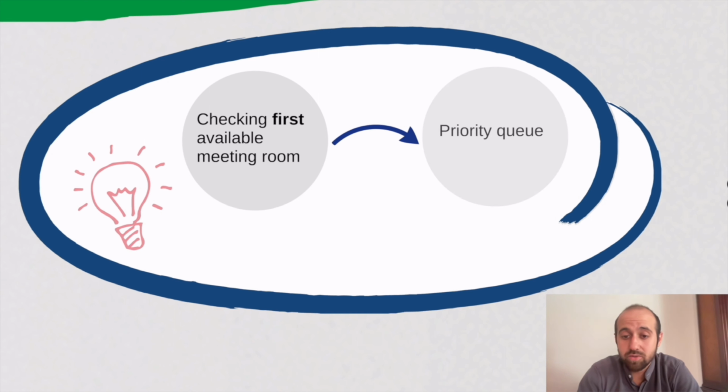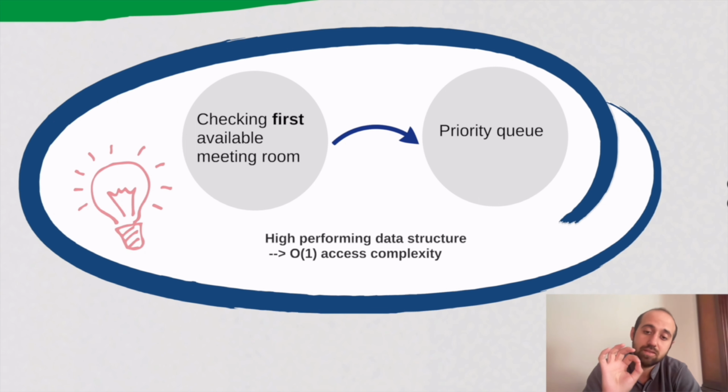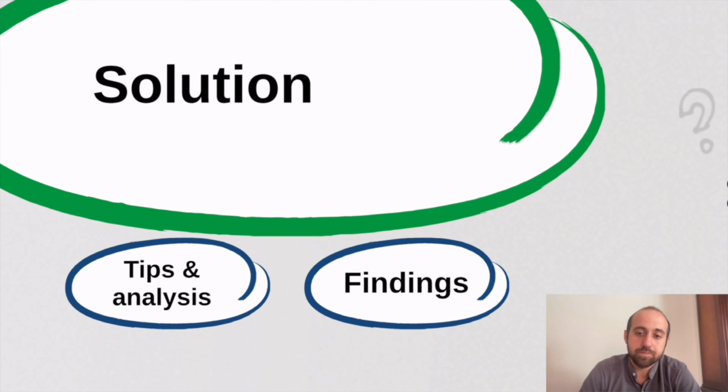What is interesting with priority queues is that the complexity is really not bad. The insertion complexity is logarithmic. However, the access complexity is O(1), which makes the algorithm really powerful. So after having explained the solution, let's jump into the implementation.